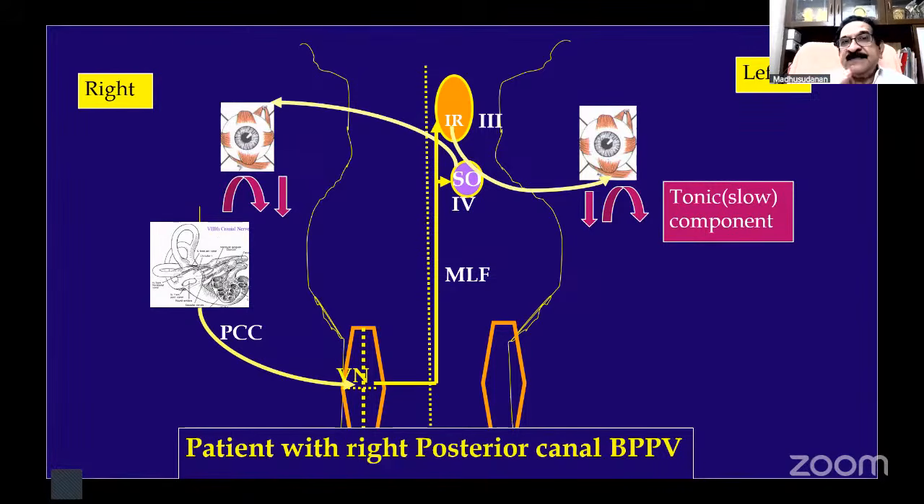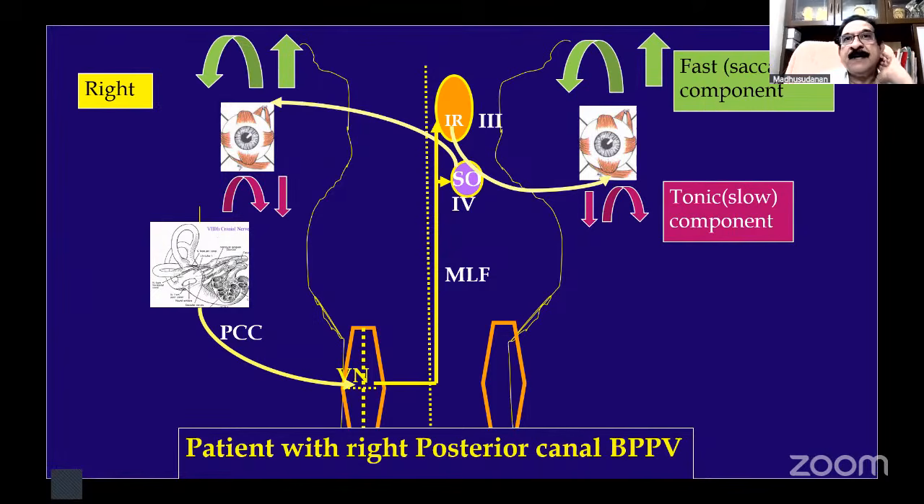Remember, this is the pathological component. This is not what you observe. The corrective component is different. Unfortunately, nystagmus is named according to the corrective component, not according to the pathological component. So when the posterior canal is stimulated, there is a tonic downward movement of both eyes, and both eyes rotate slowly to the opposite side. What will be the corrective component now? Just the opposite: the eye will move upward and move towards the same side.